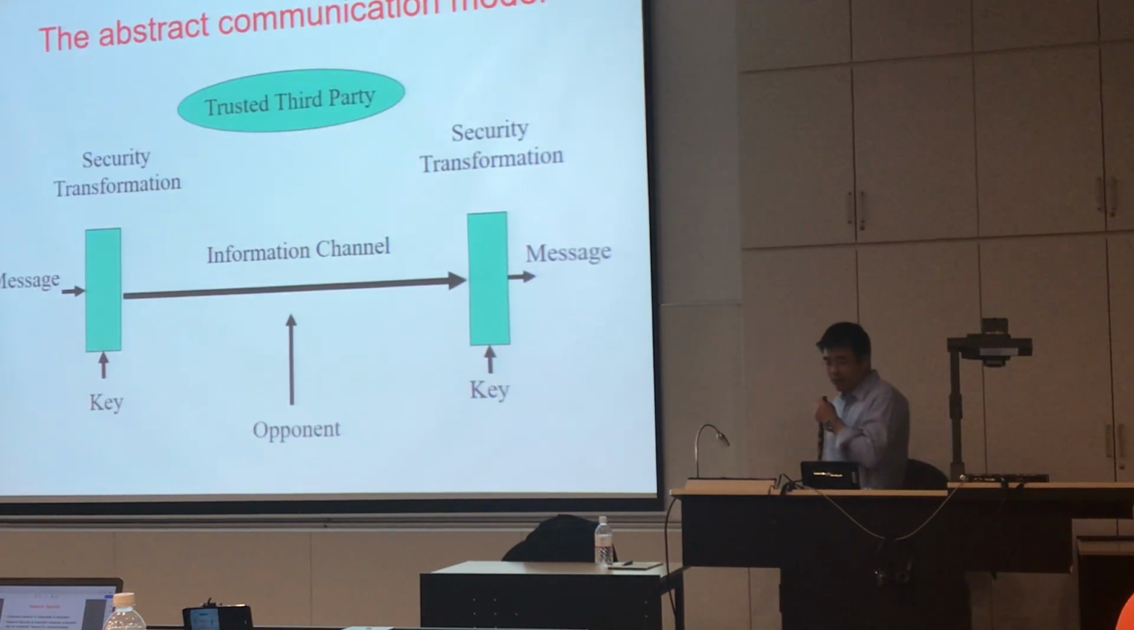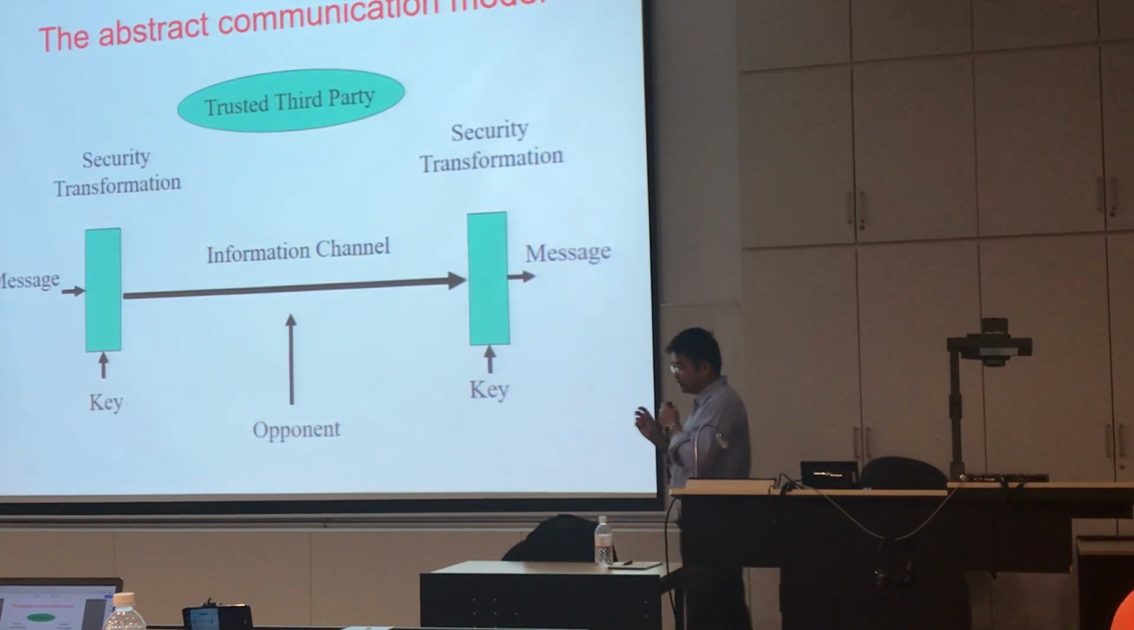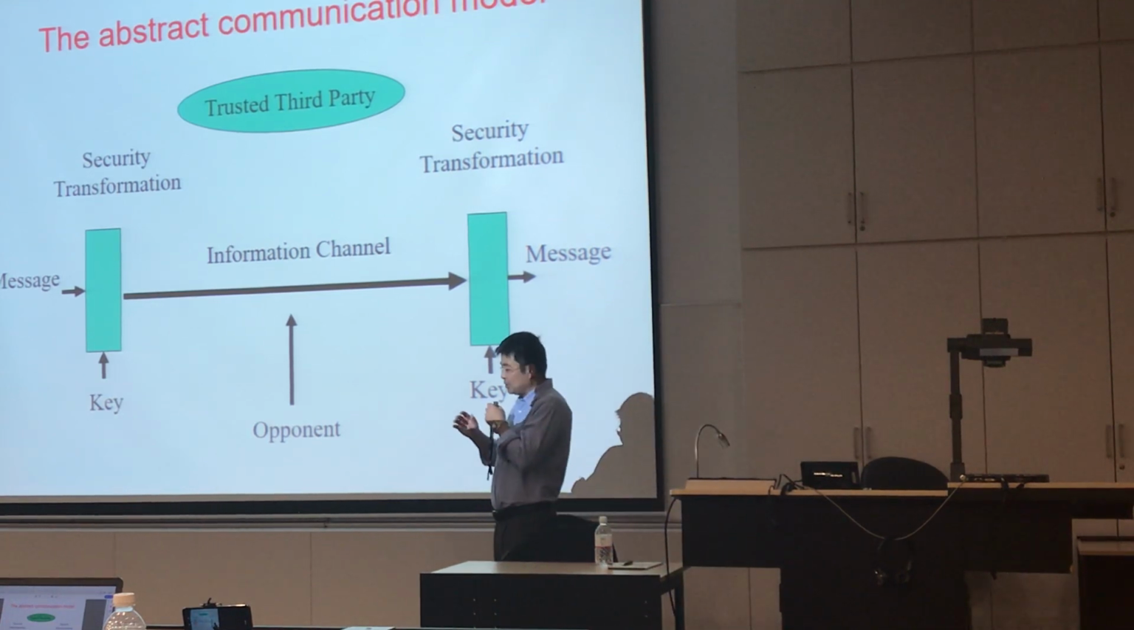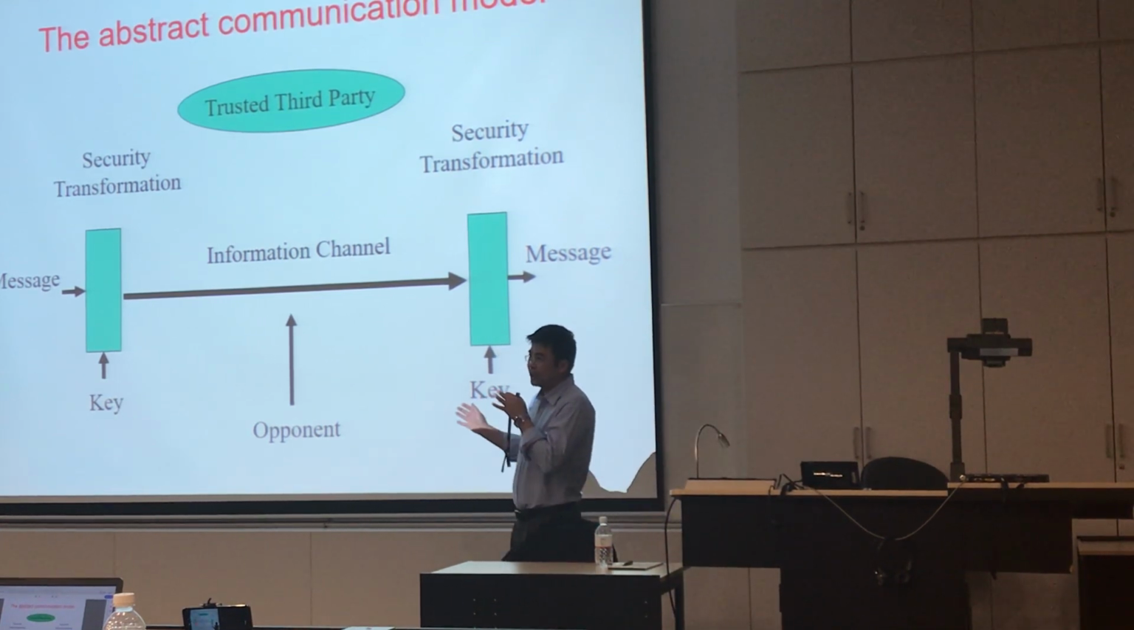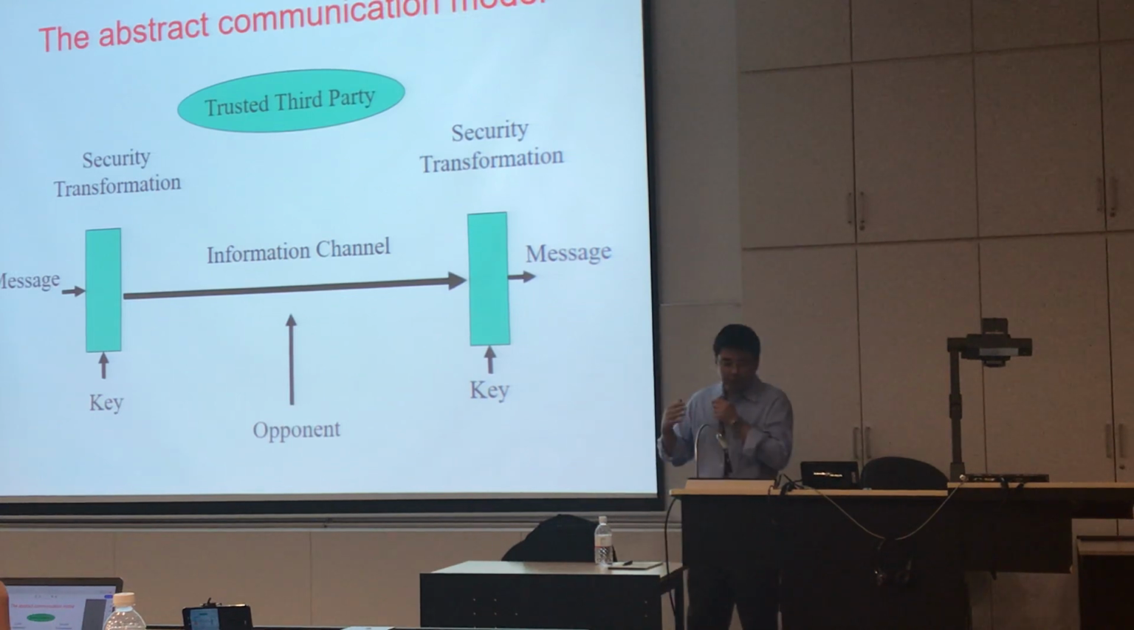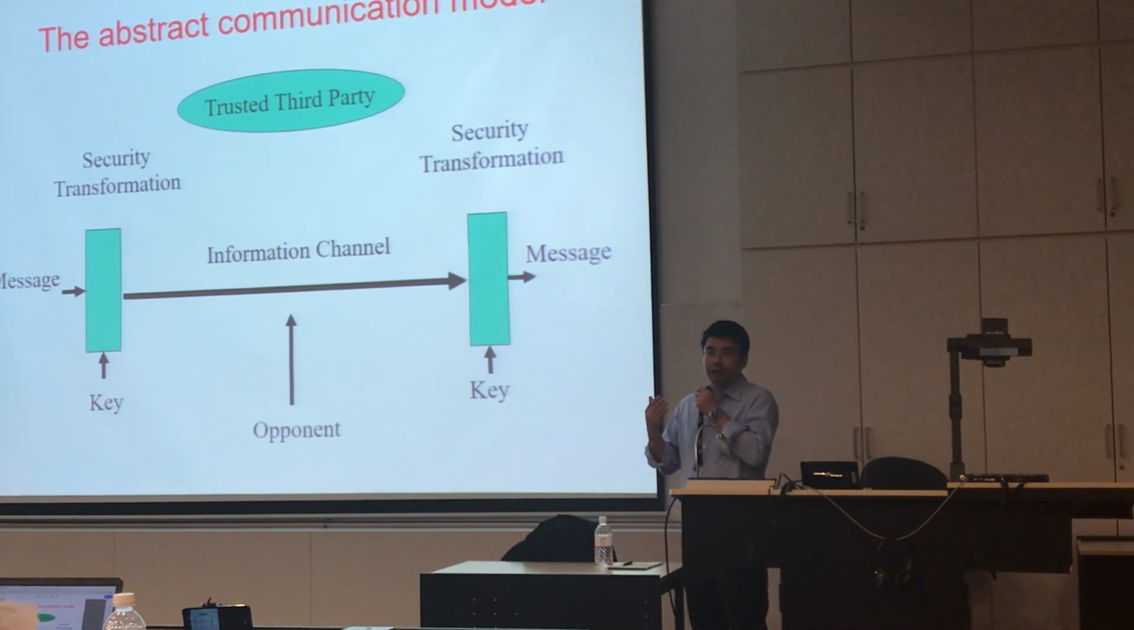So here is a very abstract model. Of course, in reality, the communication model is more complex. As we will see later, in the computer network, the architecture is actually very complex. You have 5 layers in TCP/IP, right? So you need to go through the top layer to the bottom layer.